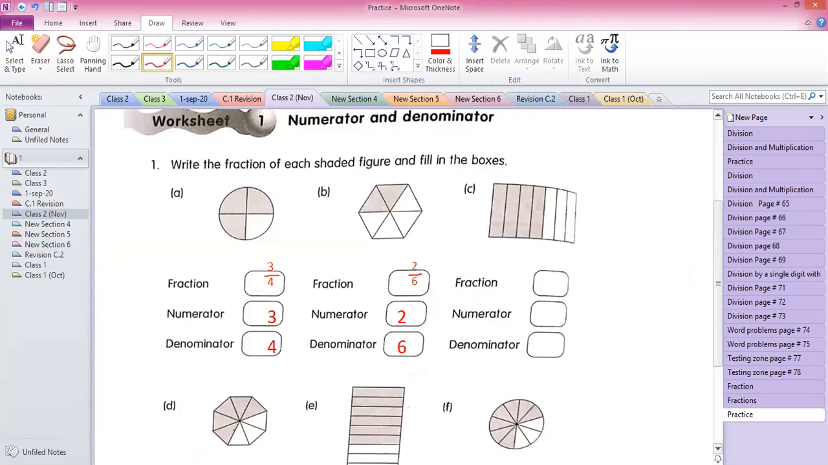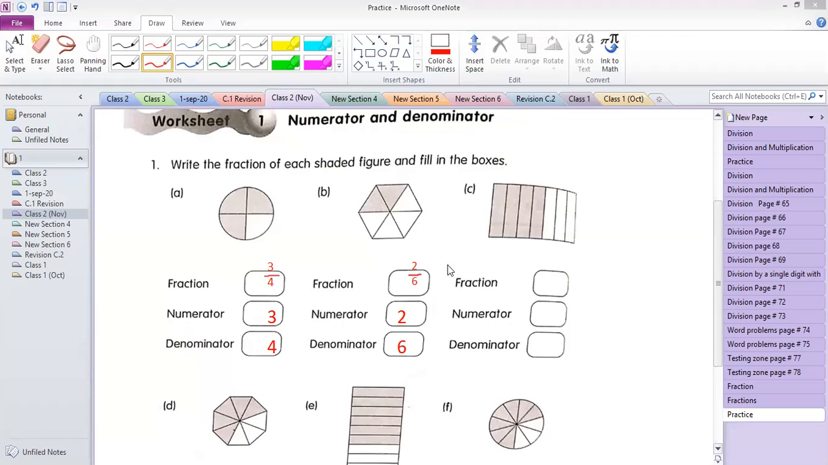Two by 6. This is a fraction, right? For a fraction, you write the numerator up and the denominator down. Any problem? No problem. All right. This is now the fraction. Okay, you have written the fraction for B.